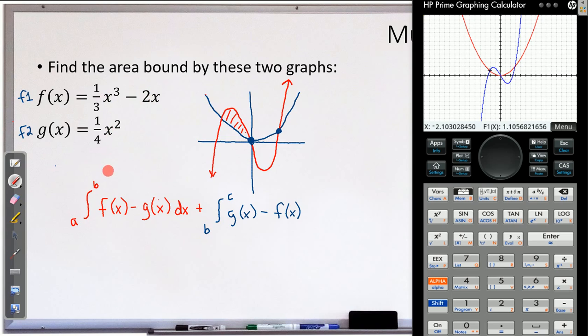If we plug in 0, we get 0. So B is definitely equal to 0. Okay? But A and C are not nice numbers. So where do they cross? And so for that, we have to use the calculator to figure that out.